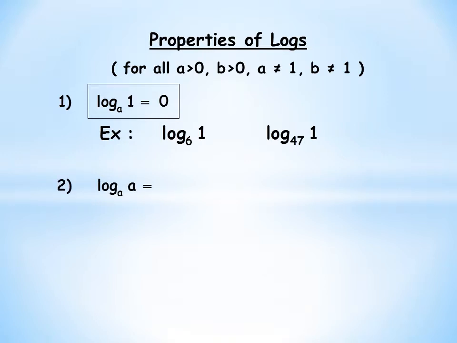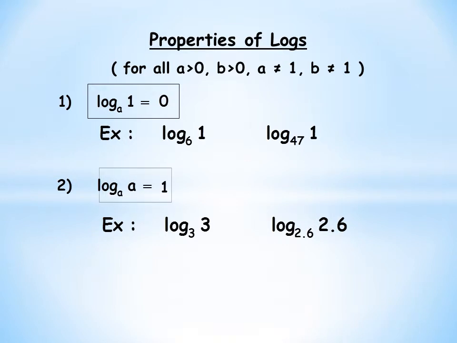The second property we're going to talk about is the log a of a. Once again, let's take a look at some examples. If I have the log 3 of 3, or the log of 2.6 to the 2.6. If you put this in exponential form, it's like saying 3 raised to what power equals 3 to the 1. So you know that this is always going to equal 1. So there's your second property. Anytime your base and the number next to the base are exactly the same, you know it's going to equal 1.